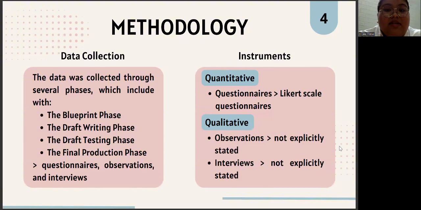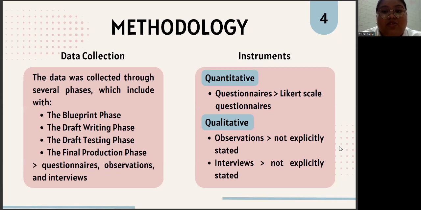So how was the data collected? The data was collected through several phases, which include the blueprint phase, the draft writing phase, the draft testing phase, and the final production phase. Let me explain one by one. First, the blueprint phase. In this phase, the researchers identified the weaknesses of the existing material by observing the teaching learning process. Second, the draft writing phase.